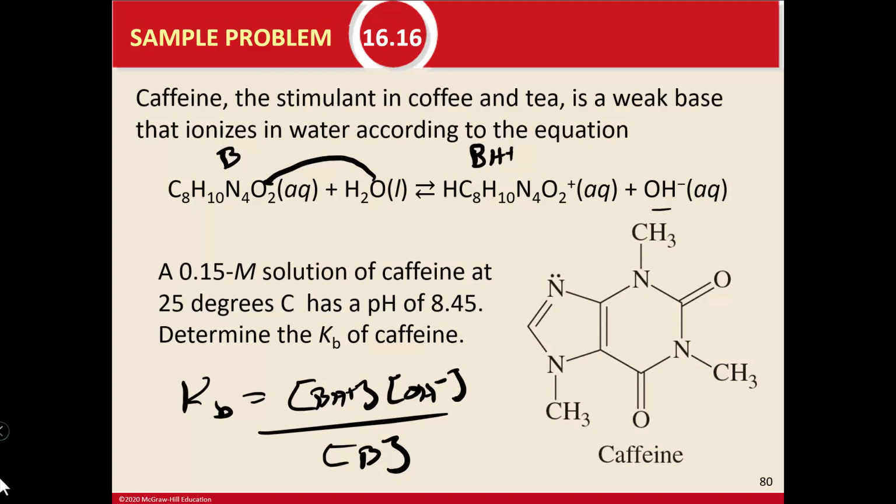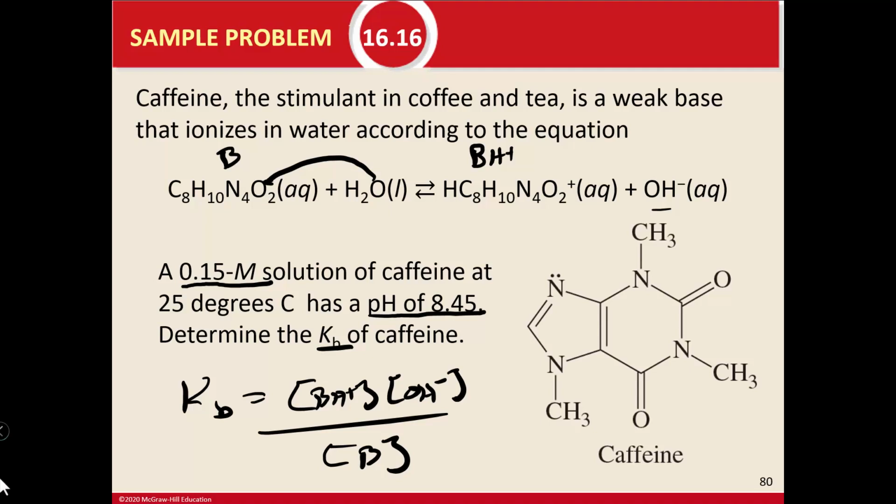All right, here's the parts you've got to have in order to do this problem. What was the initial concentration of the caffeine? And what's the pH of the caffeine? Okay, they're asking you to determine the base ionization constant. So tell me what your plan of action is.